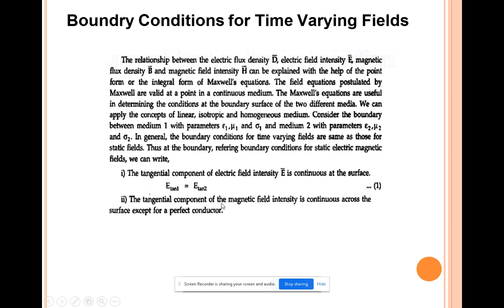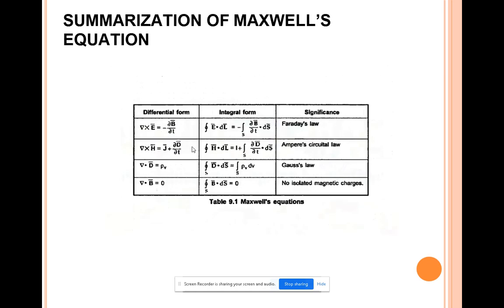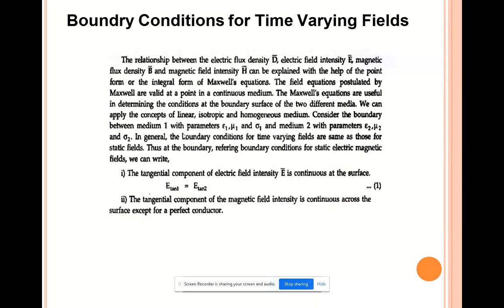So only four components we are going to use: D vector, E vector, B vector, H vector. இந்த நாலு மட்டும் தான் continuous ஆ or non-continuous ஆ. எப்போ continuous ஆ இருக்கும், discontinuous ஆ எப்போ இருக்கும், அதுதான் நம்ம இந்த boundary conditions for time varying field la paakrom. So both for static and time varying, the boundary conditions are the same for the four components, that is D vector, E vector, B vector, H vector, either continuous or non-continuous. That is what is going to be learned in these boundary conditions.